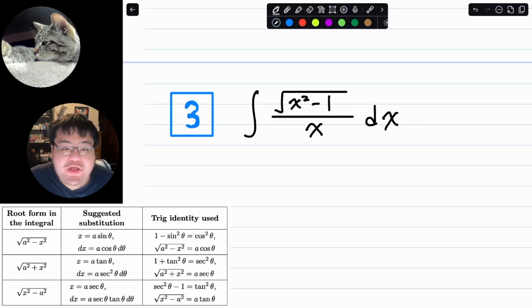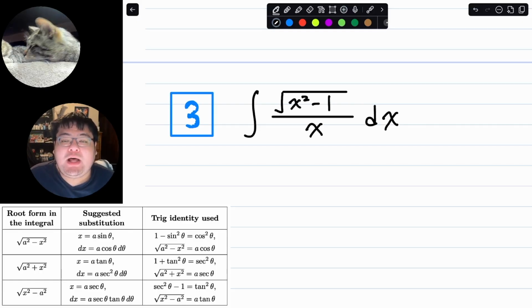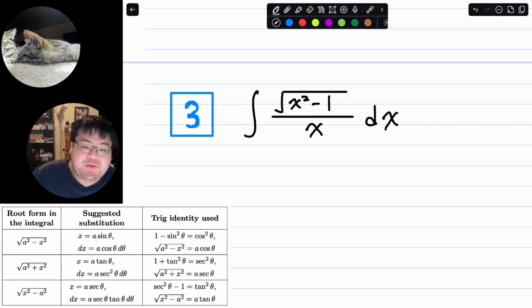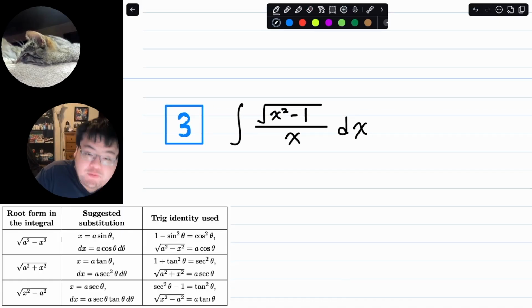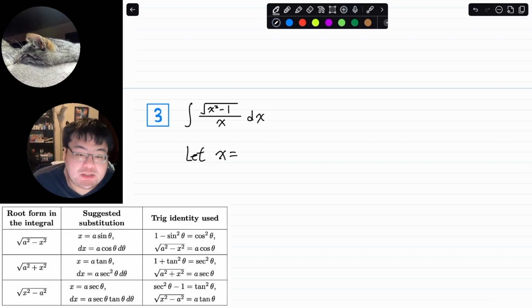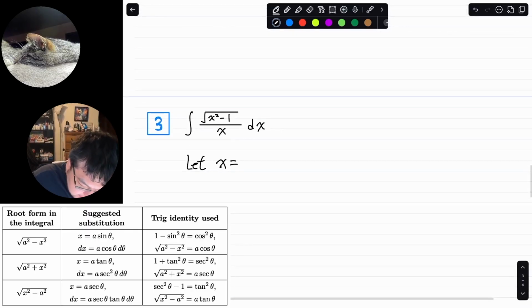Okay, so let's go for a third example. This one, again, you see square root of something, and then you have x squared minus 1, which is 1 squared. So if you look at the table, that will match the third row, okay? So we would pick x equals a secant theta. So let's try to do that. So let x equals a, which is just 1, so we just have secant theta essentially.